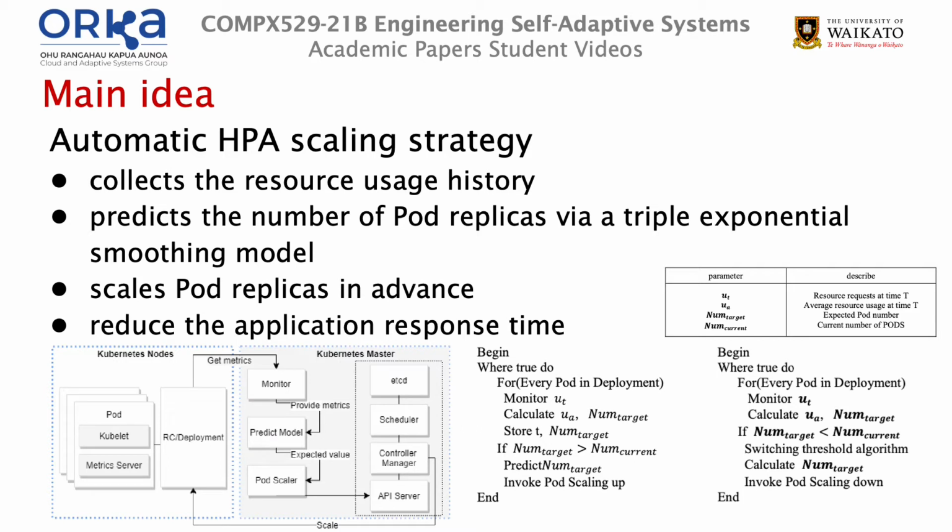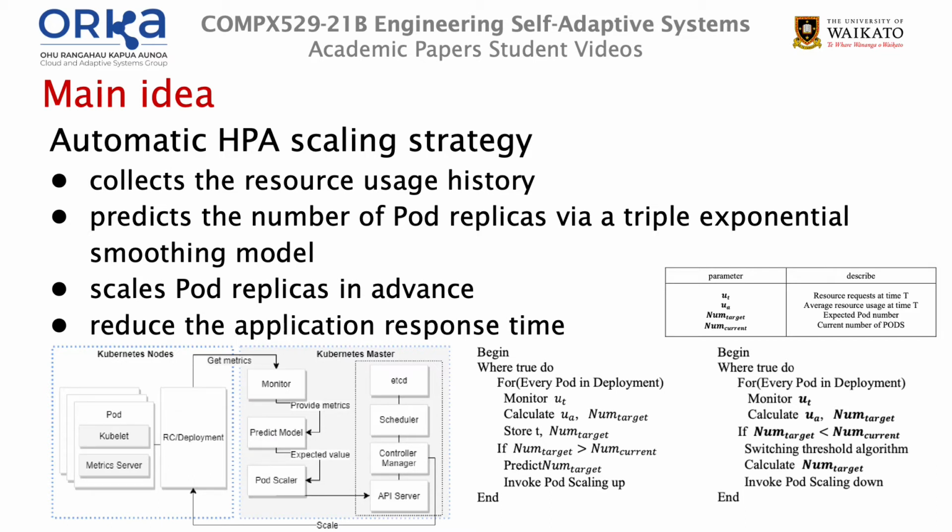Surprise. This one collects the resource usage history and then via a triple exponential smoothing model predicts the number of pod replicas. Then it will scale those pod replicas in advance, and this is meant to reduce the application response time.